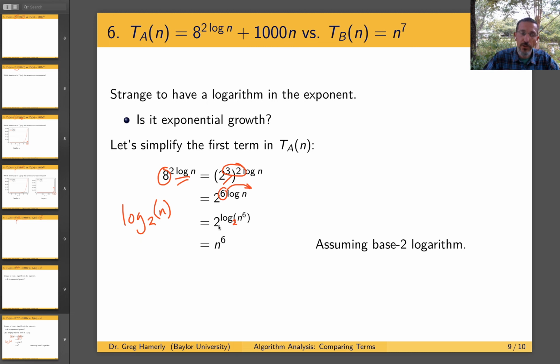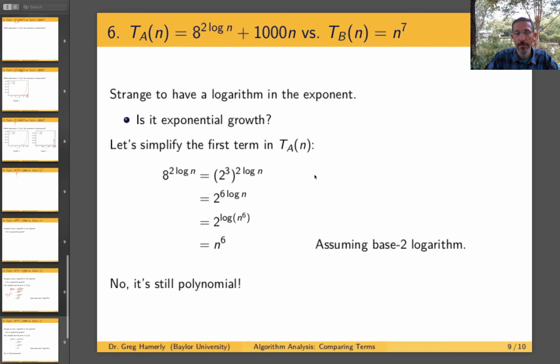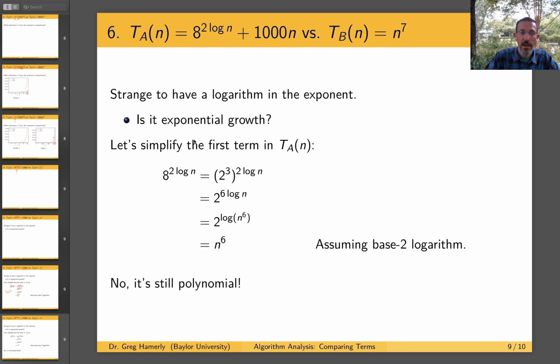And we know by our log rules that 2 to the power log base 2 of something is that something. So this is equal to n to the 6th. So which is growing faster, 8 to the 2 log n or 1000n? Well, clearly 8 to the 2 log n is exactly equal to n to the 6th if the logarithm is base 2. And n to the 6th is actually growing more slowly than n to the 7th, okay? So all that to say, even though this looks like exponential growth, it's actually polynomial, okay? Just because you have an n in the exponent doesn't mean that it's exponential growth, because that logarithm makes that n grow very slowly, okay?